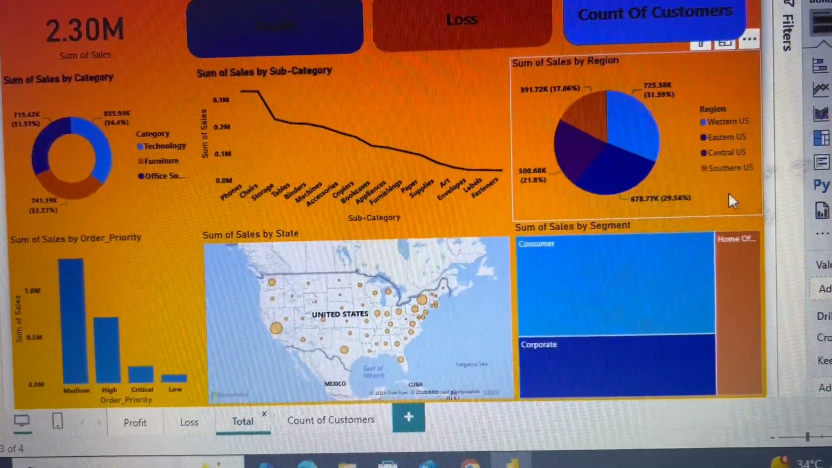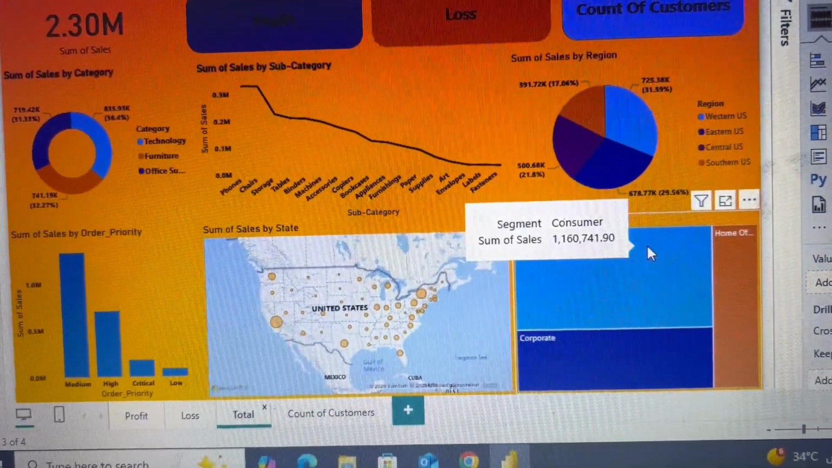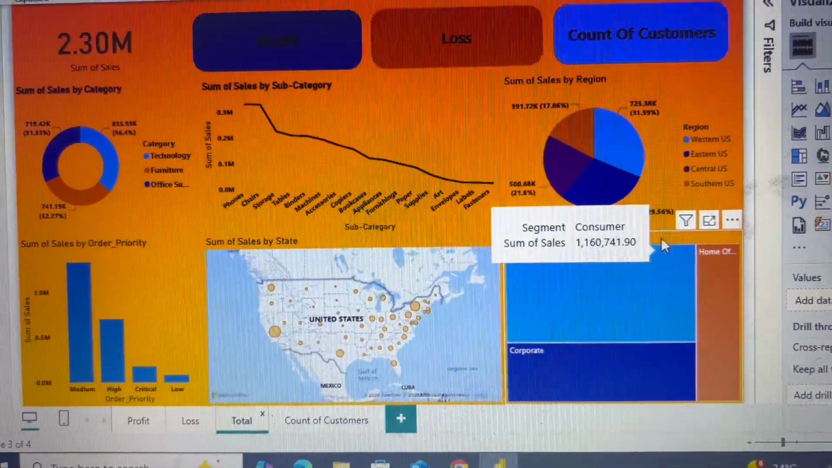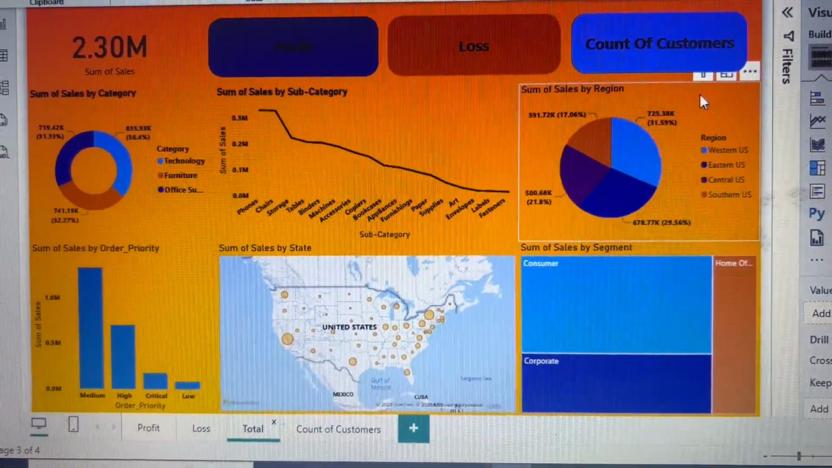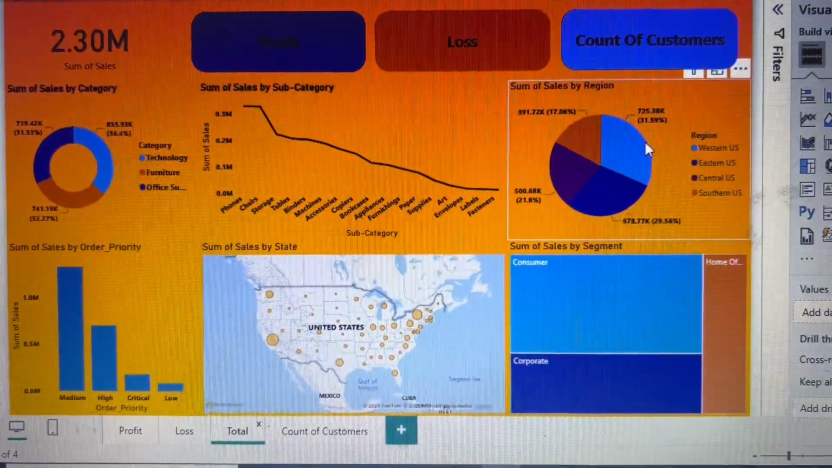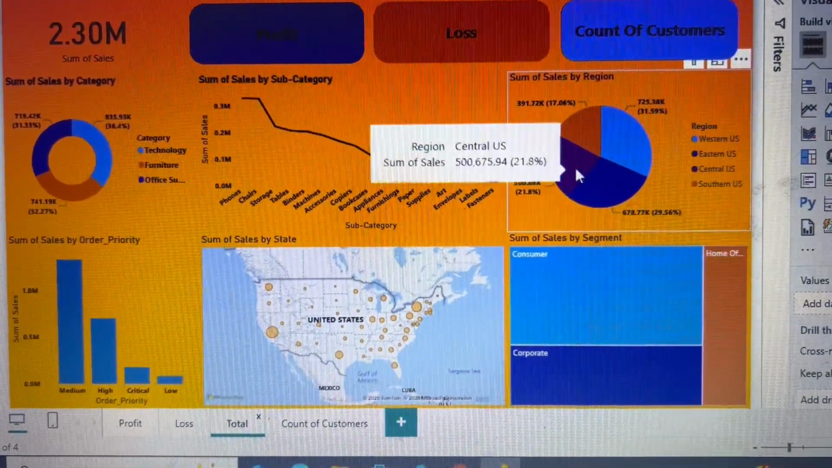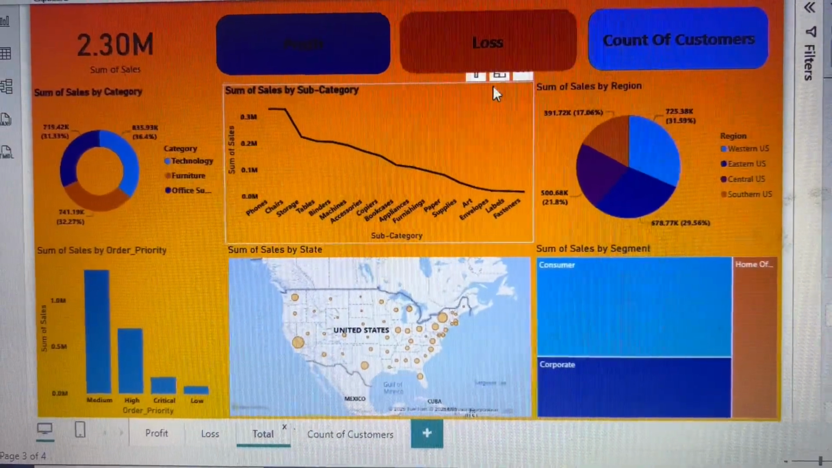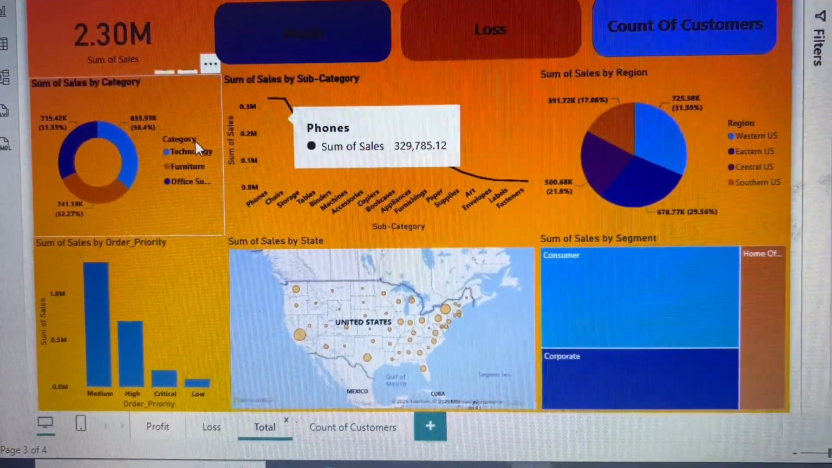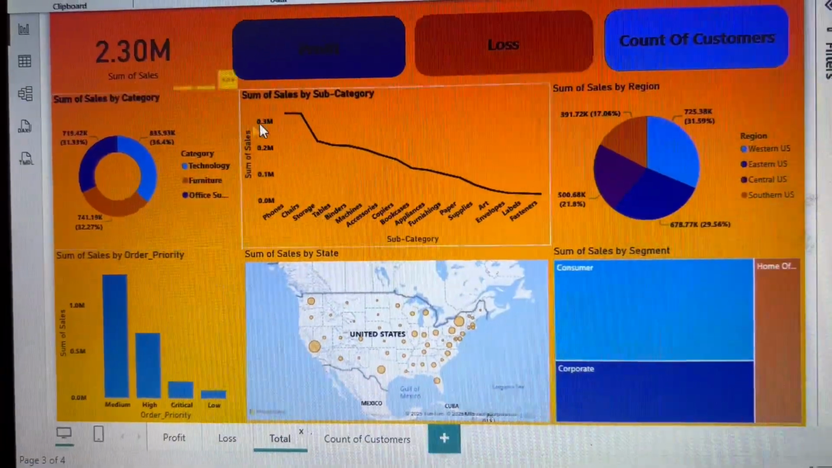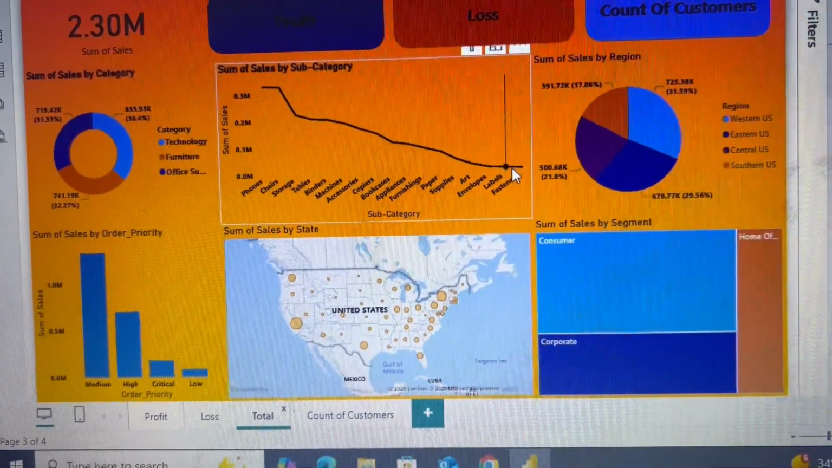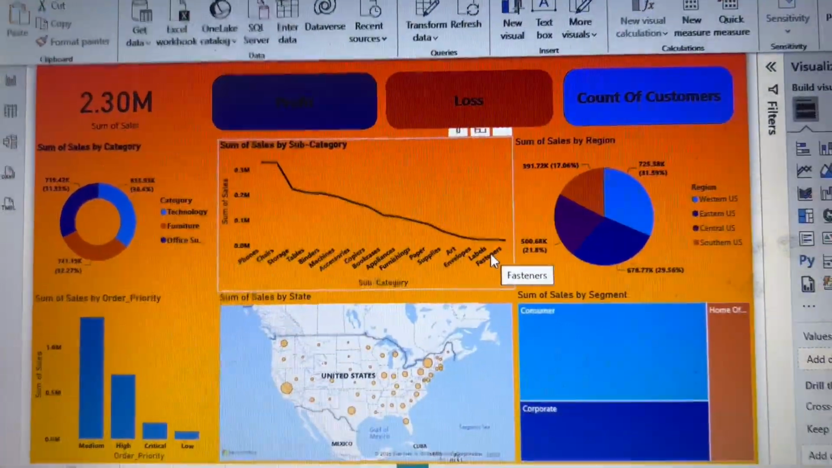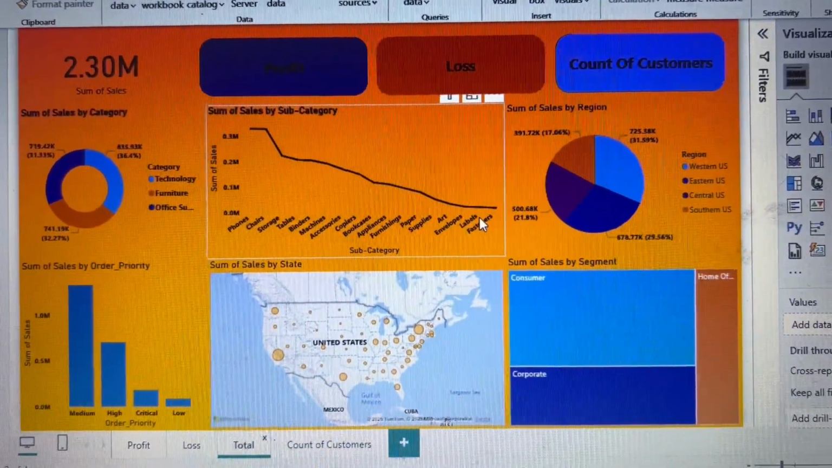Sum of sales by segment: consumer is the most one, then corporate, then home office. The sum of sales by region: the most is western, then eastern, then central, then southern. Sum of sales by each subcategory: the one that had the most sales is phones, and the least one was the fasteners. Now let's go to the last dashboard.